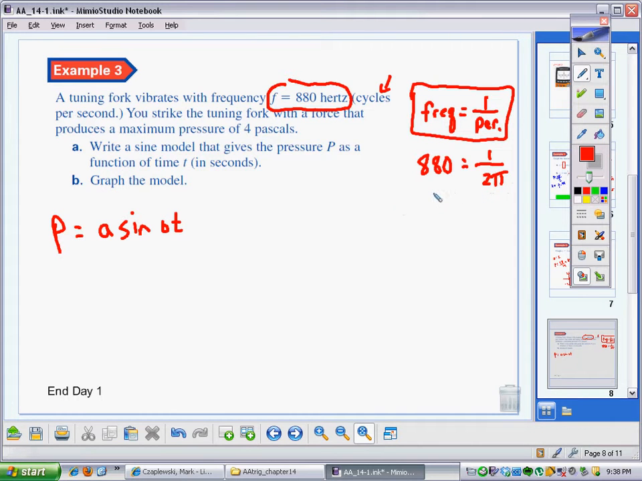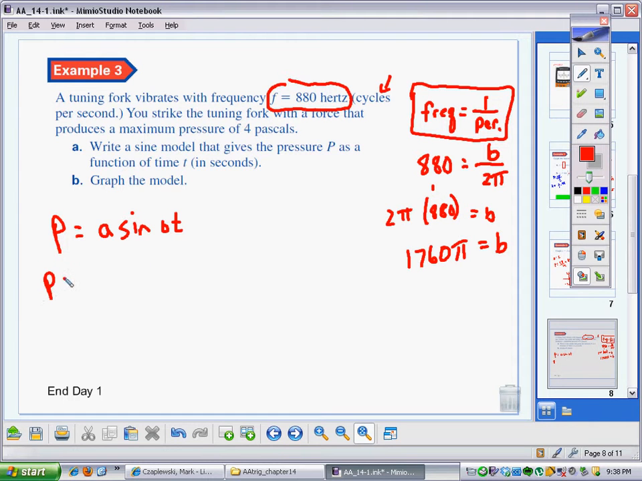Okay, so now I'm going to solve for B here. Actually, I'm going to make the formula for frequency B divided by 2 pi. So we've got 1 over the period, and in this case it's B divided by 2 pi. So I'm going to solve for B. B equals 2 pi times 880. Okay, 2 times 0 is 0, 16, carry the 1, 8, 16, 17. 1760 pi is my B. So that goes in right there.